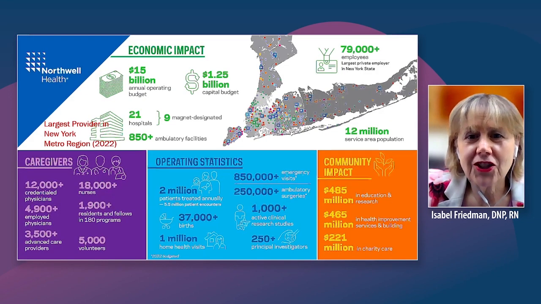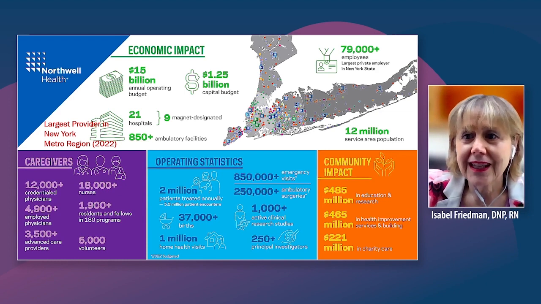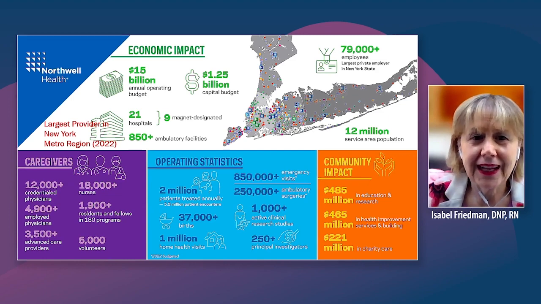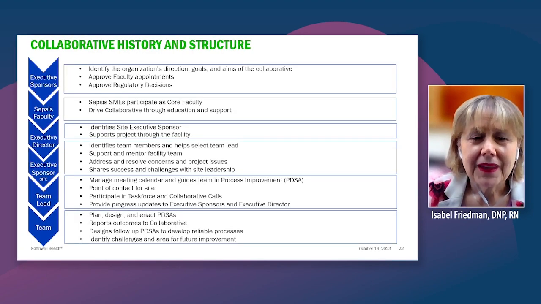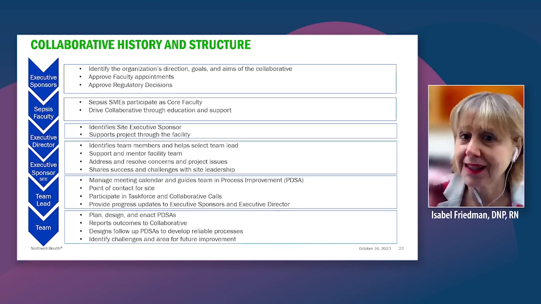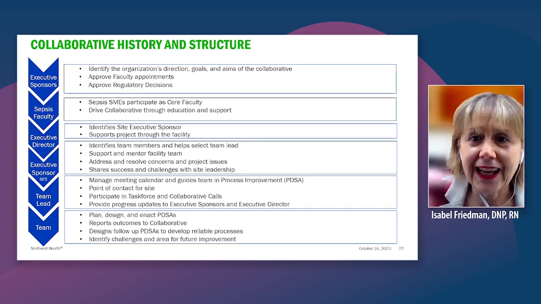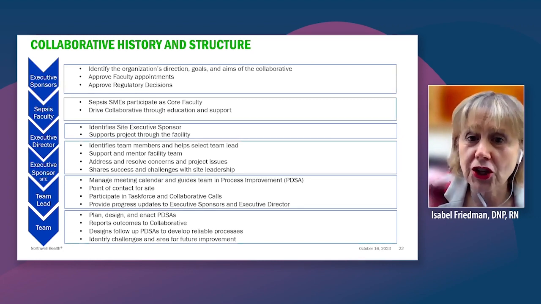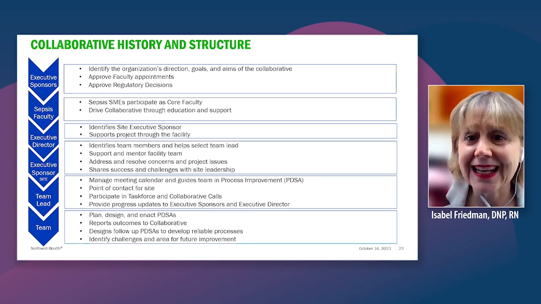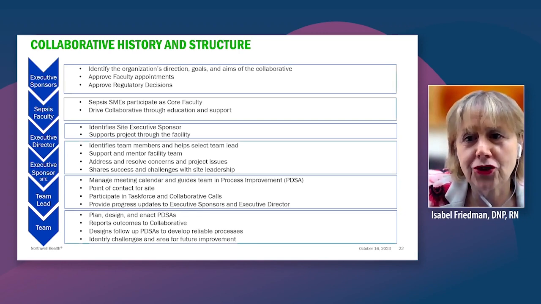Northwell Health is the largest healthcare provider in New York State, consisting of 21 hospitals and 850 ambulatory facilities. Next, please. In 2008, Northwell Health prioritized sepsis as a system-wide initiative, and that continues to this day. We use the collaborative model as our structure and implemented PDSA as our primary improvement strategy.